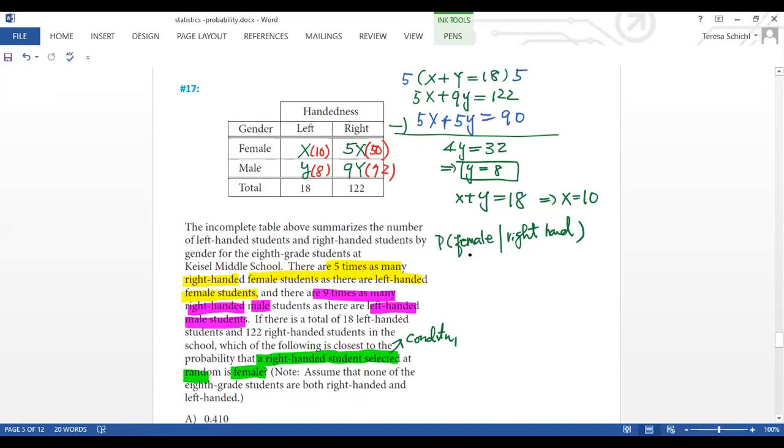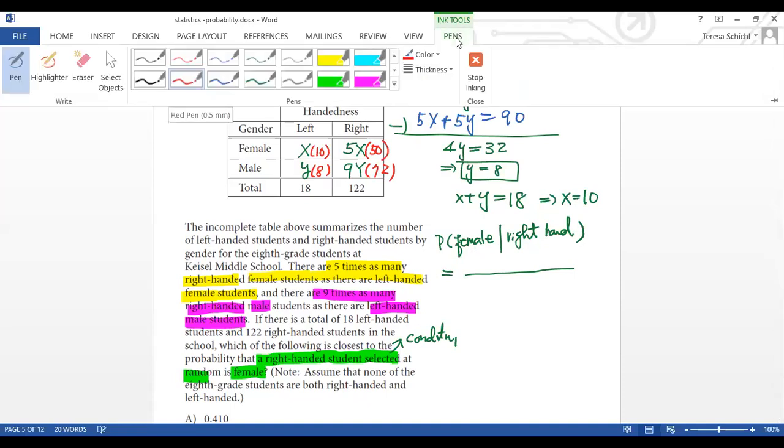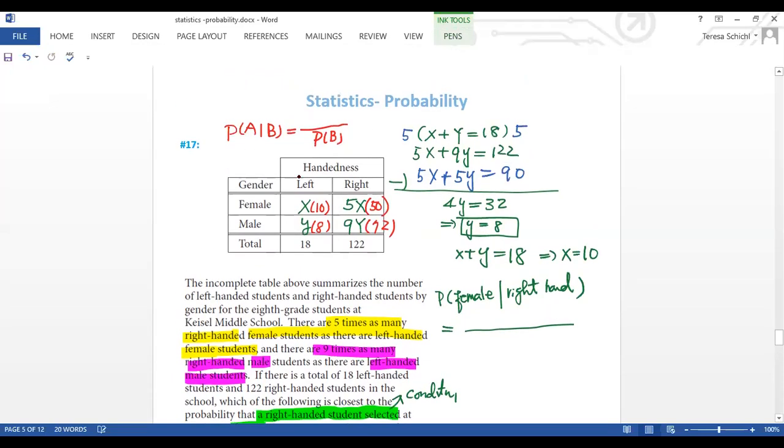Okay, so now let's take a look. How do we do this one here? Do you remember, let's do a review about conditional probability. Everybody still remember A given B? This will be equal to P of A intersect B over P of B. That's right. Okay, so now this is the formula.